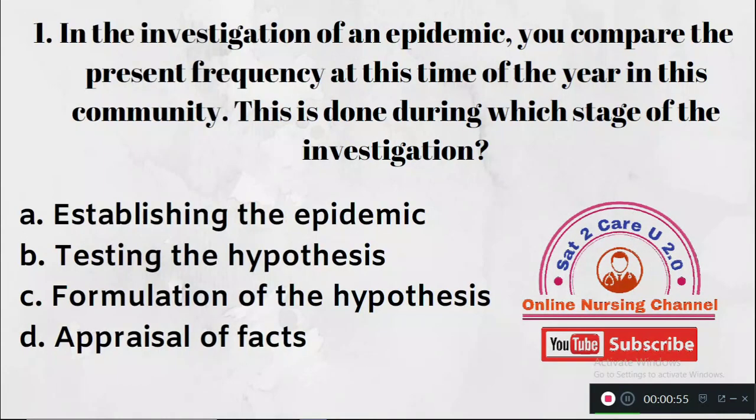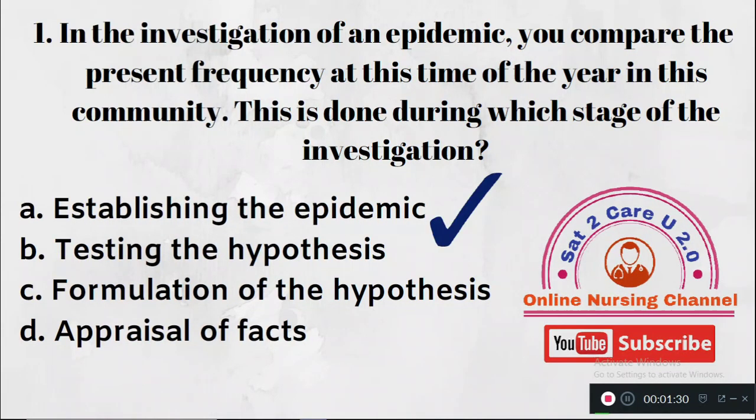Let's see the first question of the day. In the investigation of an epidemic, you compare the present frequency at this time of the year in this community. This is done during which stage of the investigation? Option A, establishing the epidemic. B, testing the hypothesis. C, formulation of the hypothesis. Option D, appraisal of facts. So in epidemiological research, the comparison is done in a stage. That stage is called establishing the epidemic.